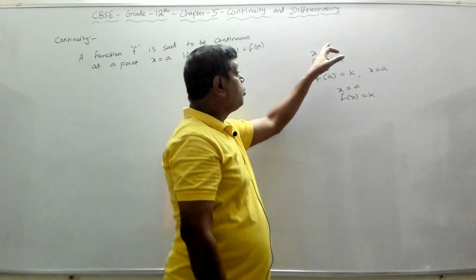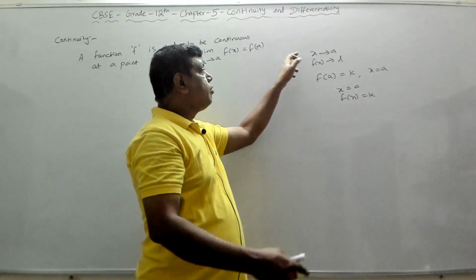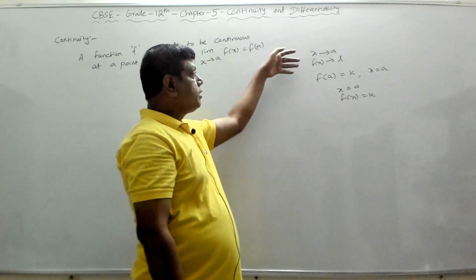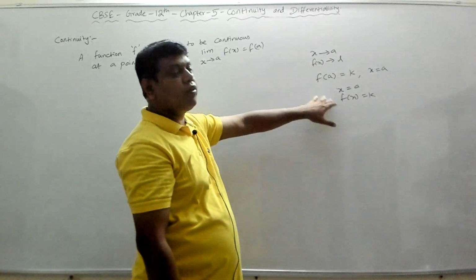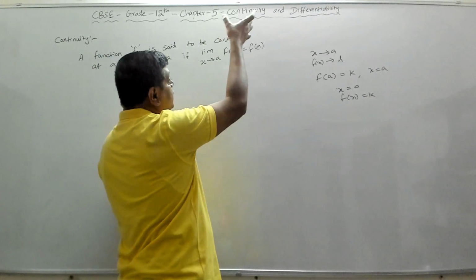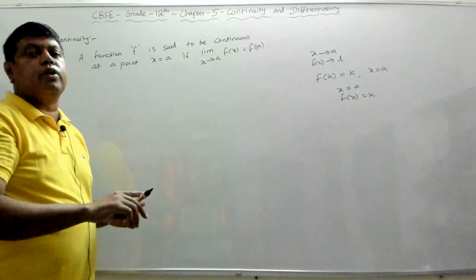Here, when x is going towards a, x is not equal to a. x is going towards a. What is your f of x? That is called the limit. This is the actual value of the function at x equal to a. So when the limit of the function matches the actual value at that point, then you call that function continuous.